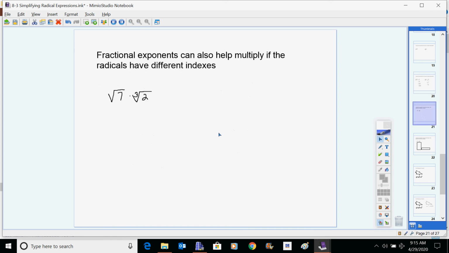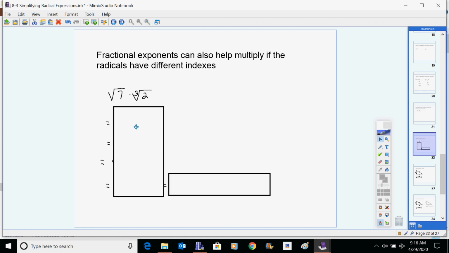Okay, fractional exponents. Remember that beginning one I said that we couldn't simplify? Well, we do have a way if we think about fractional exponents. So let's look at this. This is kind of a neat little thing here, because it looks like square root 7, cube root 2, not related in any which way. But let's think about their fractional exponents. This is 7 to the 1/2 power, and this is 2 to the 1/3 power.